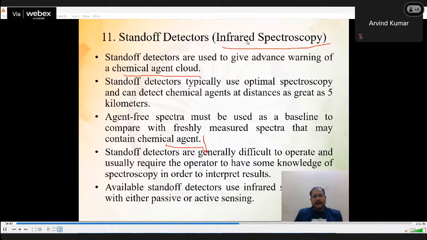Standoff detectors are generally difficult to operate and usually require the operator to have some knowledge of spectroscopy in order to interpret results. Available standoff detectors use infrared spectroscopy with either passive or active sensing. So this is a technology which is being used. Again, infrared is there in the atmosphere, and it is being used for analyzing the result. It is being thrown, and as I quoted, it can detect the chemical agent to a distance of 5 kilometers. So for this range, we can use standoff detectors or infrared spectra to ascertain whether a chemical agent is present in the ambient atmosphere.